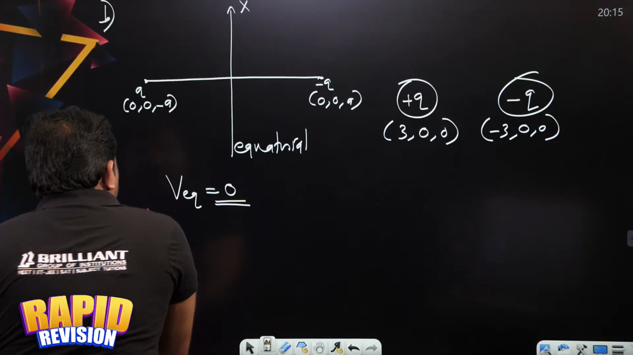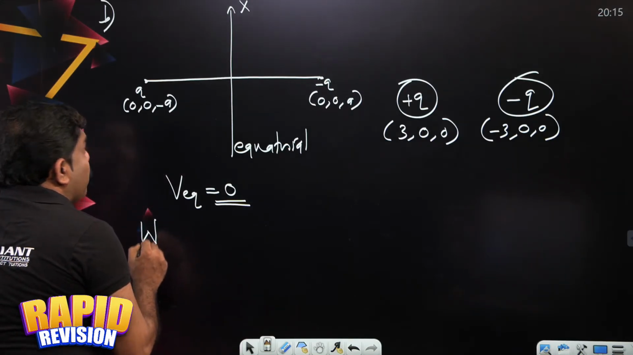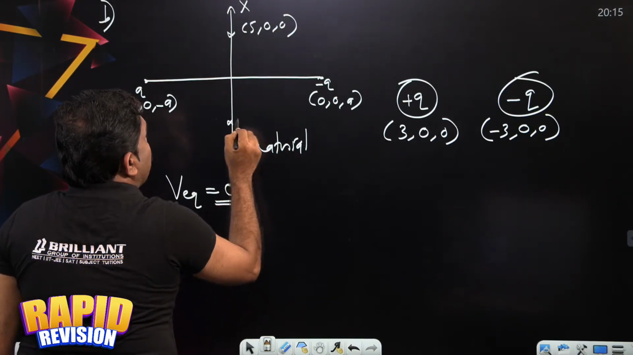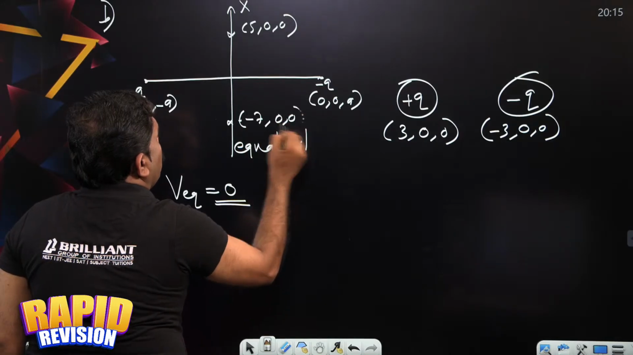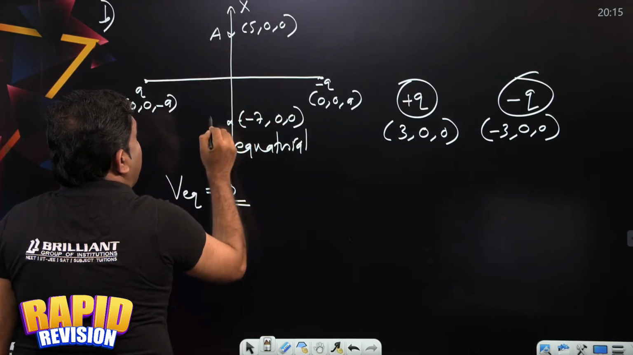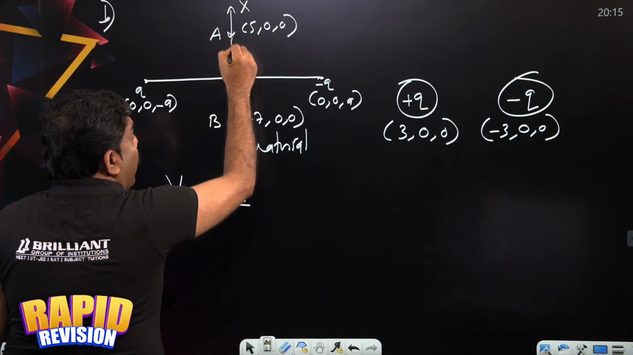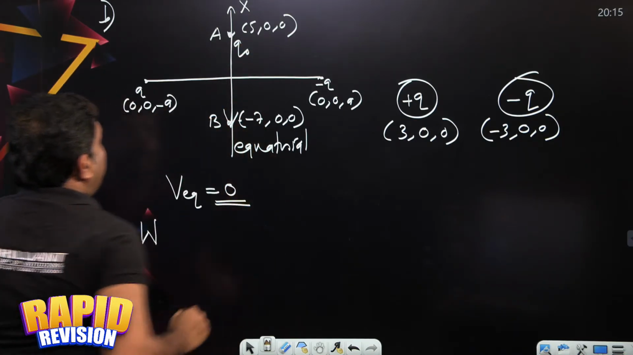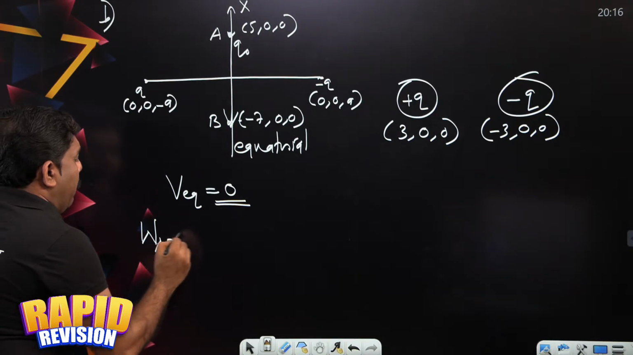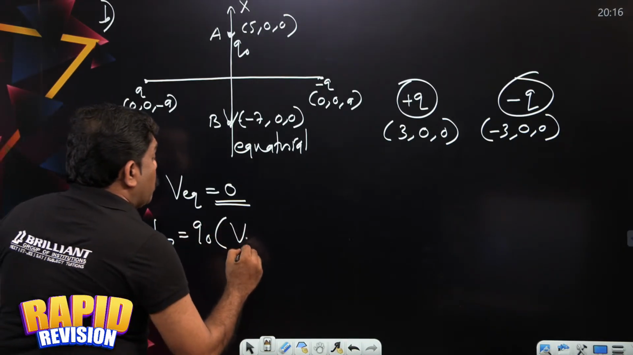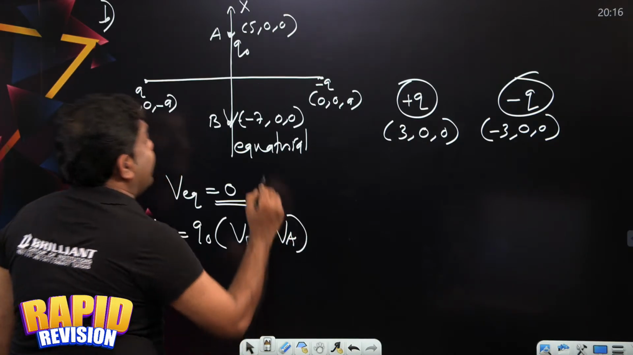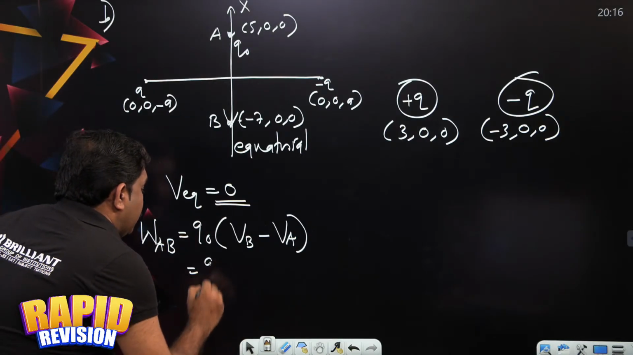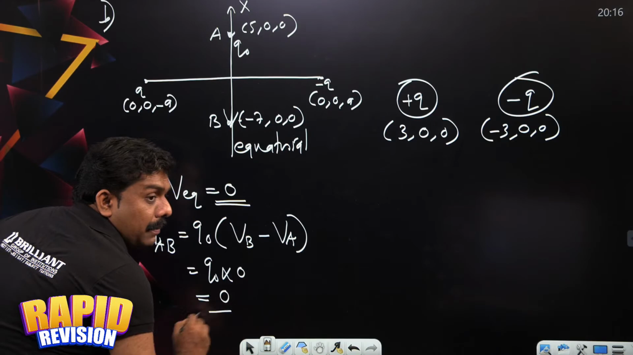So the formula for work done we have, that is the work done to move a charge. Suppose this point I am marking is (5, 0, 0). This point I am marking is (-7, 0, 0). So here the point is suppose A, the point is B. I am moving the charge from point A to B. The charge Q0 is moving from the point A to the point B. So what is the work done? W_AB is equal to the charge into (V_B minus V_A). But look, V_B and V_A are 0. So the answer will be Q0 into 0, so the answer will be 0.